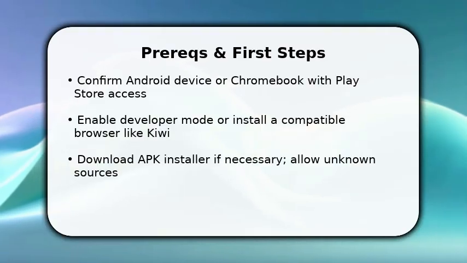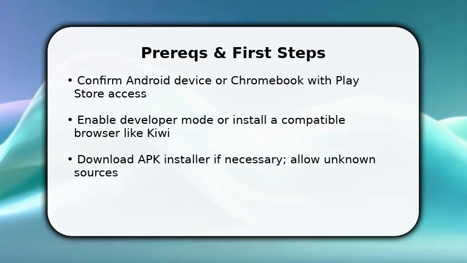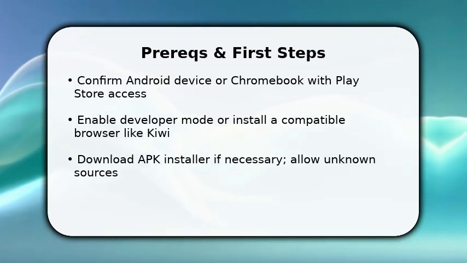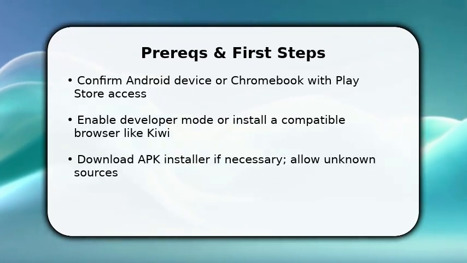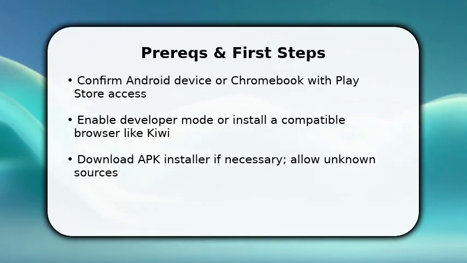You will begin by confirming your device and enabling required permissions. Make sure you have an Android phone or Chromebook and the Google Play Store or a Chromium-based browser like Kiwi. Once done, turn on Install from unknown sources if you plan to sideload. This lets you install APKs that replicate web store features.